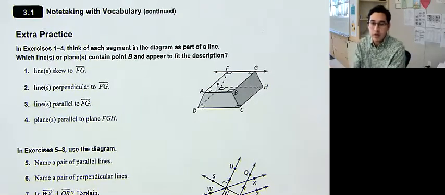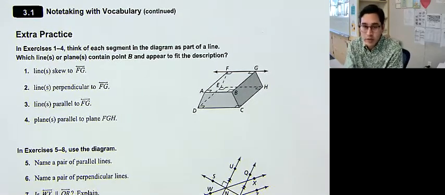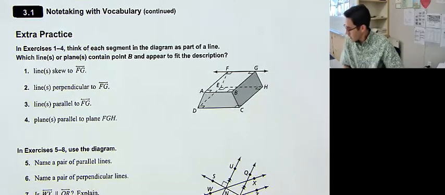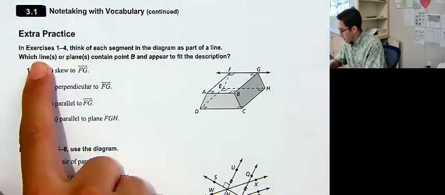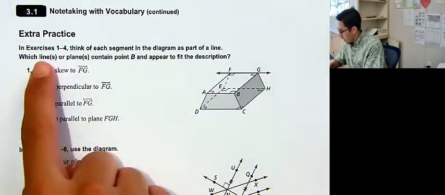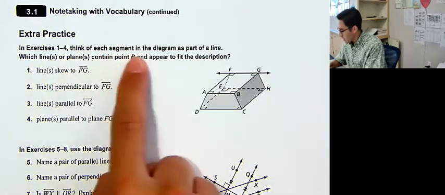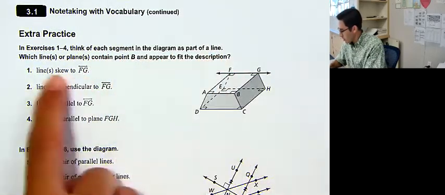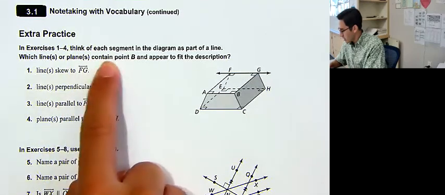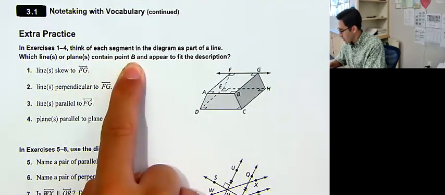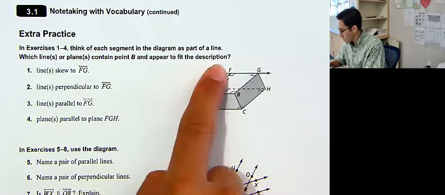Hey, this video is going to cover chapter 3.1, which is looking at pairs of lines and pairs of angles. All right, so let's start off with the first four questions. We want to think of each segment in the diagram as part of a line. Which lines or planes containing point B appear to fit the description?